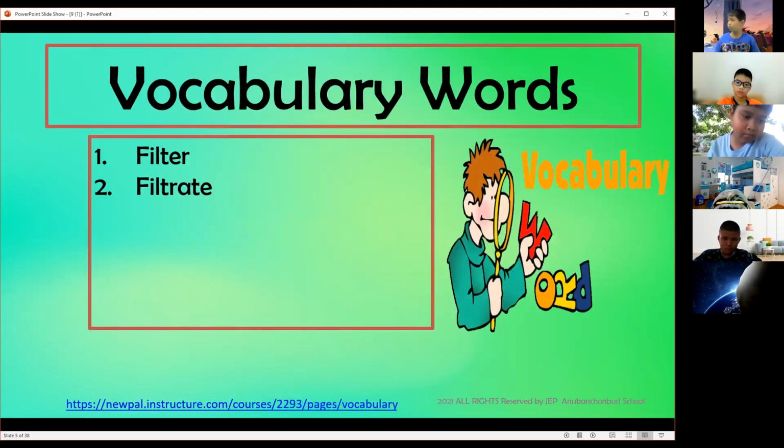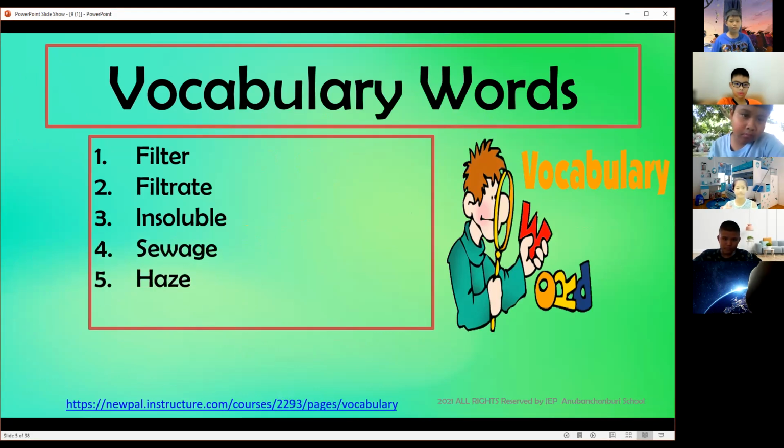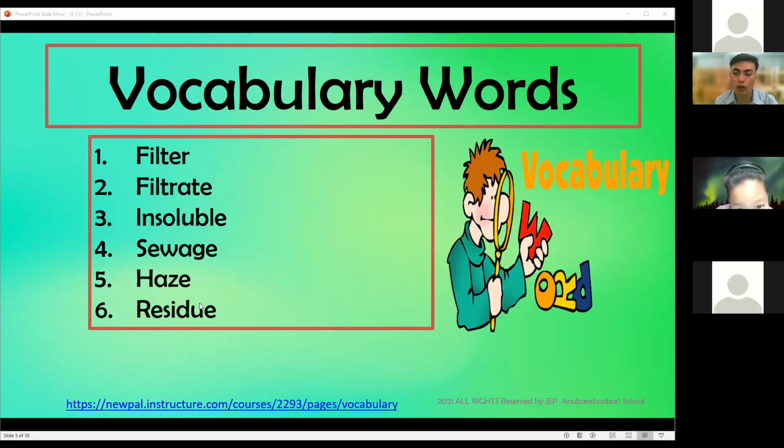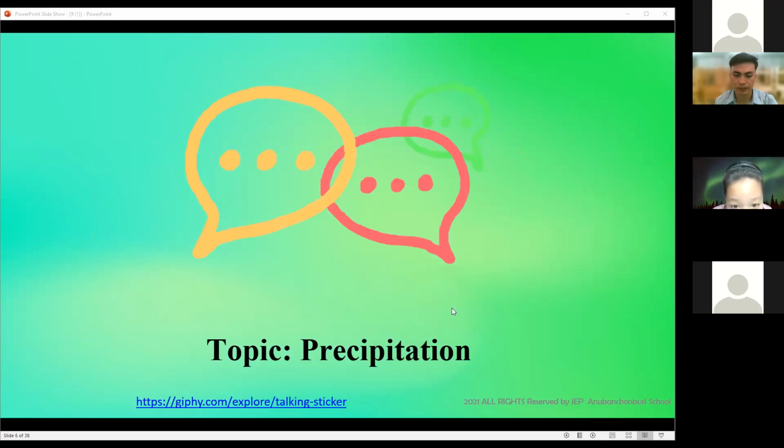These are the vocabulary words that we studied last time. Filter, filtrate is the clean water, right? Filtrate is the clean water. Insoluble, the chalk is insoluble. Sewage, haze, and residue. The residue is the chalk that remains in the filter paper.